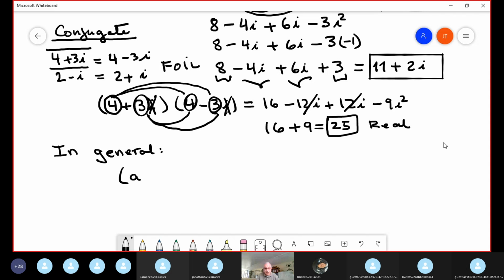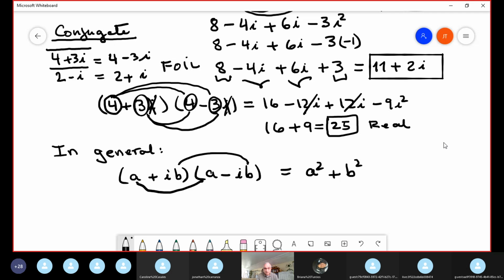Suppose we have a plus bi times its conjugate. It's a special product. The answer is a squared plus b squared. You multiply this times this and this times this, and the imaginary terms cancel. Okay, let me see if you understand or you don't understand.